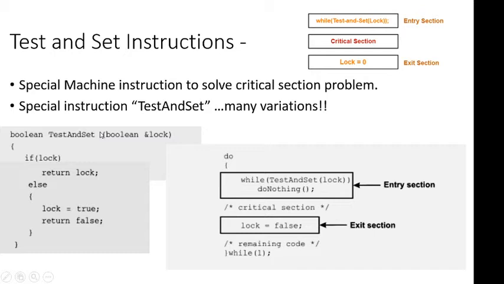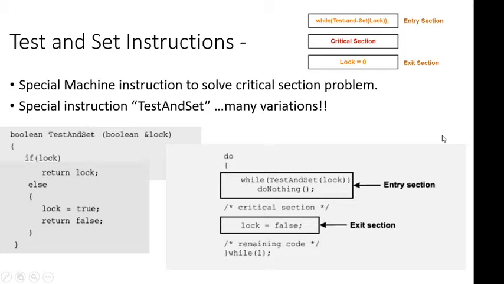False. While false, he will go inside his critical section. When he's inside his critical section, all the while, lock is true. When you see lock is true, nobody else can come inside. If someone else wants to do test and set on lock, it will return true, so they will not go inside.